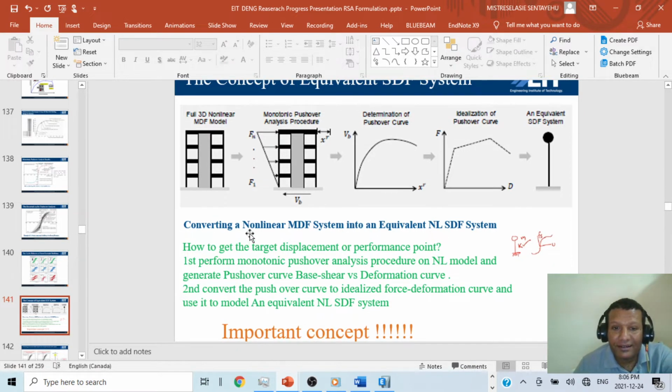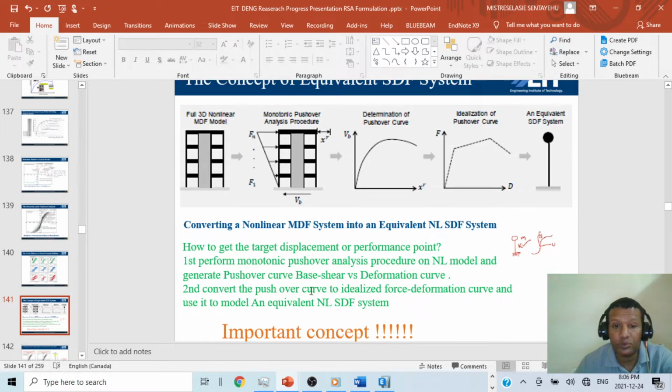So converting a nonlinear multiple degree of freedom system into an equivalent nonlinear single degree of freedom system is a very important point. How to get the target displacement of the performance point? First, perform monotonic pushover analysis. I showed you here. This one is monotonic because it is in one direction, but we can also make it cyclic. Perform the procedure on the nonlinear model and generate the pushover curve, base shear versus deformation curve, and we will change it.